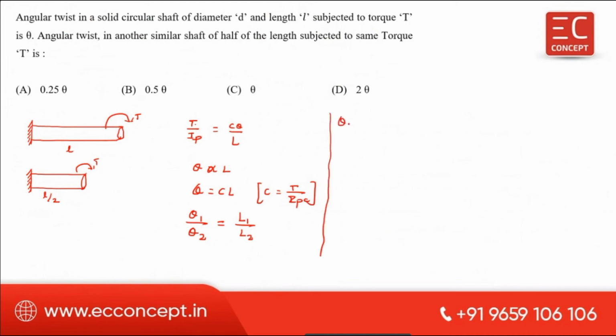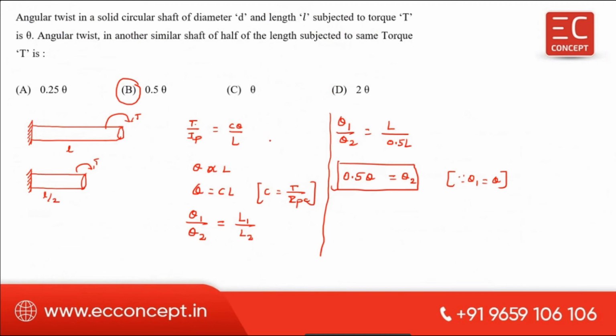Now theta 1 by theta 2 is equal to L1, which is L, divided by 0.5 L. Cancel out these two. They are asking for the angle of twist in the similar shaft, that is theta 2, right? Therefore theta 2 is equal to 0.5 times theta. Since they have given theta 1 is equal to theta, the answer for this question is theta 2 is equal to 0.5 theta. We can take it as option B.